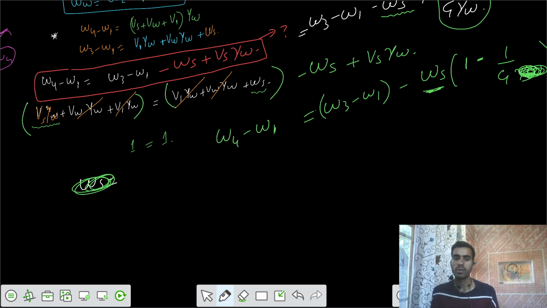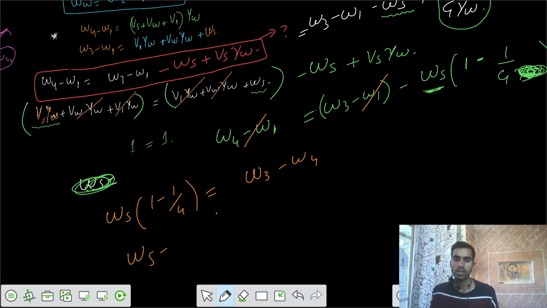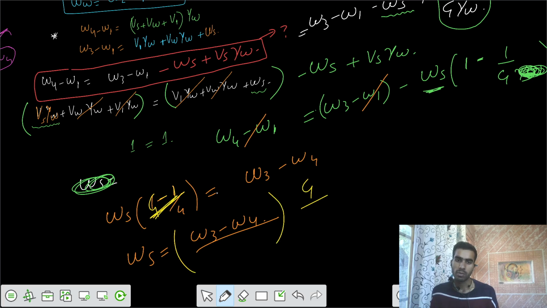Now, what is the weight of solids? Can you calculate the weight of solids now? I can solve it now. Weight of solids into 1 minus 1 by G is actually equal to W3 minus W4, because this part cancels with this one. So you are left with W3 minus W4. So the weight of solids is actually W3 minus W4 times, and this can be solved: 1 minus 1 by G is G minus 1 by G, such that this part becomes G by G minus 1. So this is the weight of solids we got now.